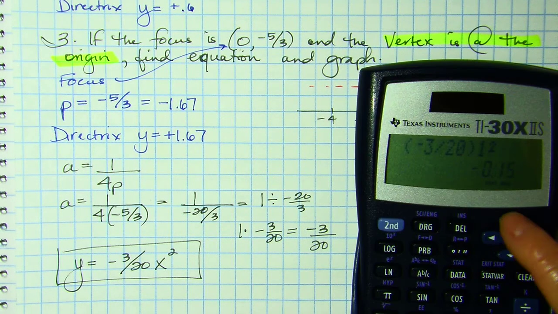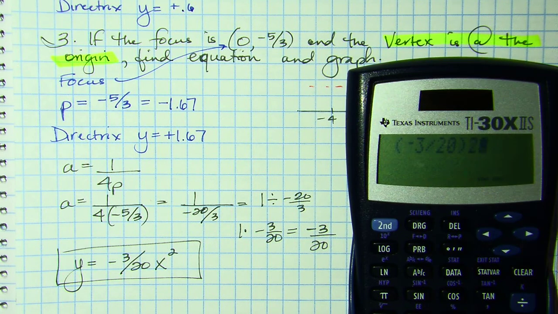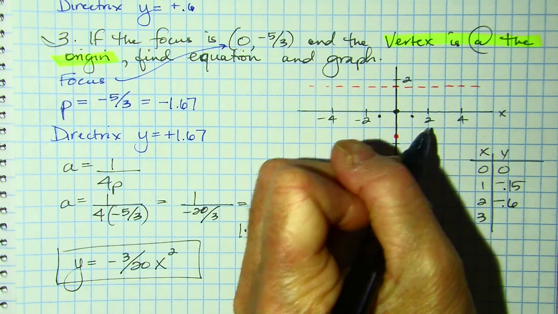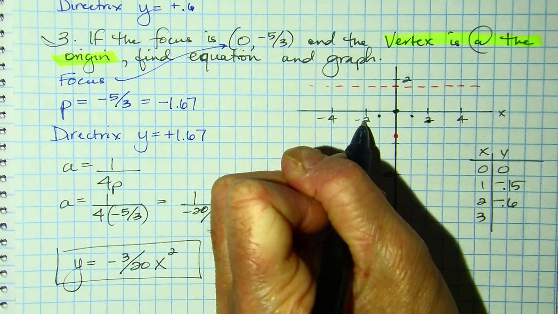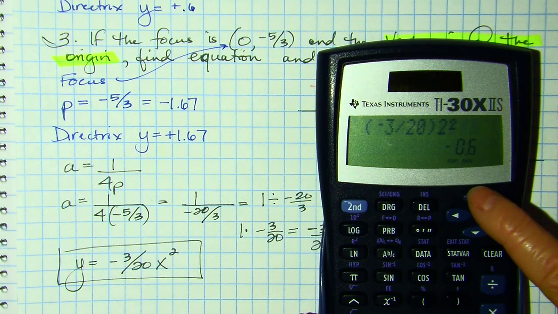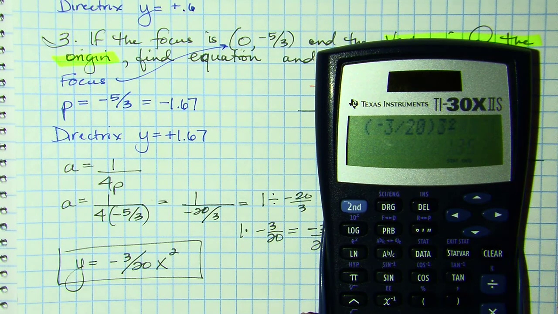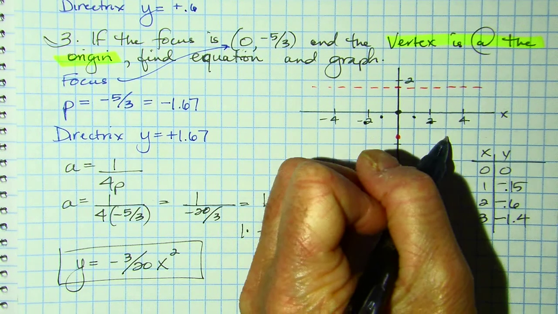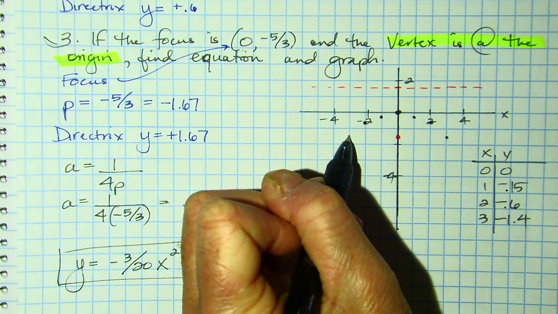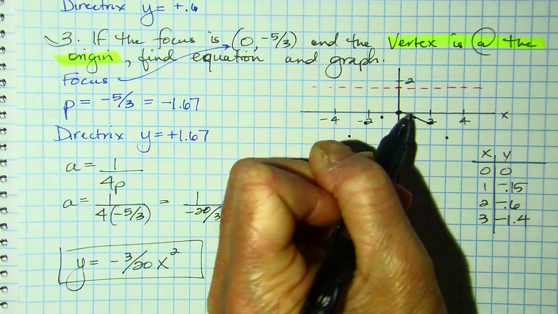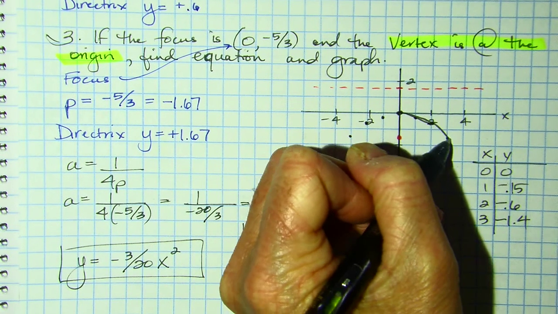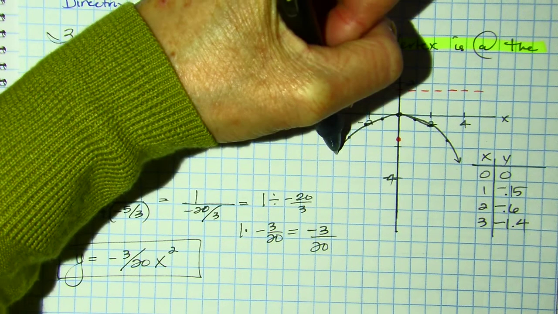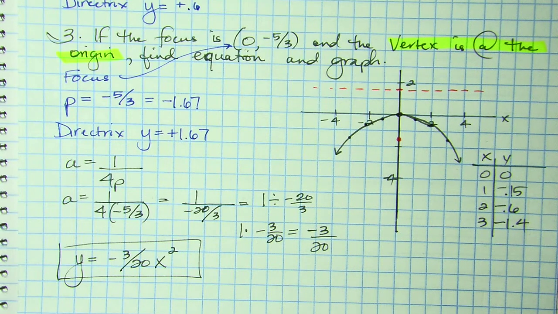Let's try plugging in 2, positive 2. And I get negative 0.6. So this next point I'm going to put here, and I'm going to reflect that across. And let's try 3 squared. Negative 1.4. So at 3, it's negative 1.4, and I'm going to reflect that across. So, whoops. You can use Desmos for the shape of the graph.